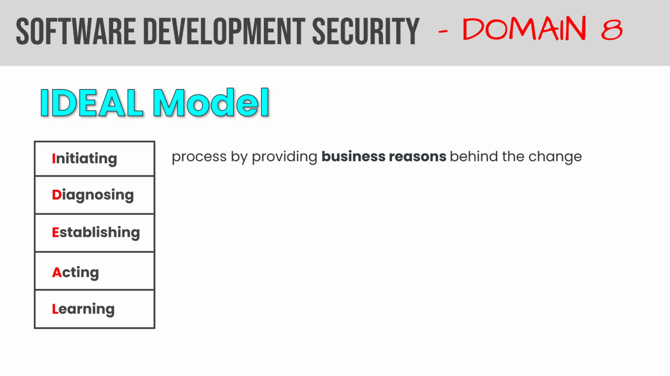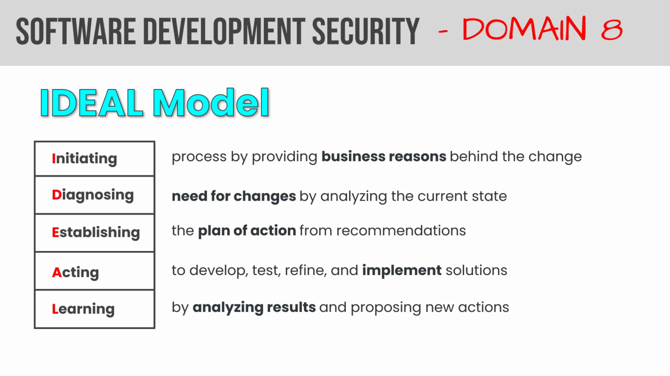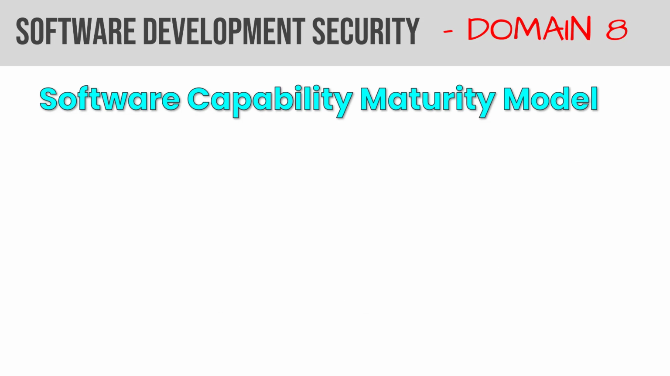So initiating, the process of providing business reasons behind a software change, diagnosing the need for changes, looking at the current state, establishing our plan of action, acting, so basically developing, testing, refining, and implementing our solution, and then learning by analyzing the results and proposing new actions to take that next step, similar to kind of lessons learned in incident management, right? There's another software development model, and that's the software capability maturity model.